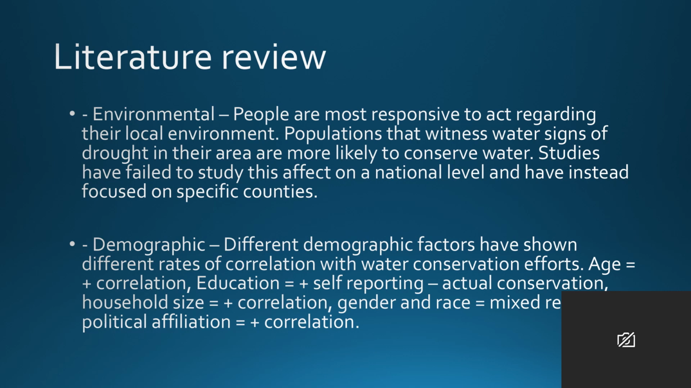Household size is, of course, positively correlated with water use, but it can conserve more water as well when you look at it from a per capita standpoint. Gender and race has had mixed results. There's no real correlation related to that until this paper. And then political affiliation has a positive correlation as well. So liberals are more likely to conserve water.